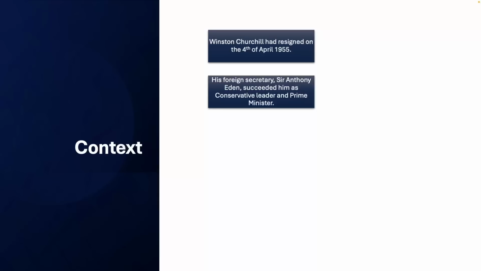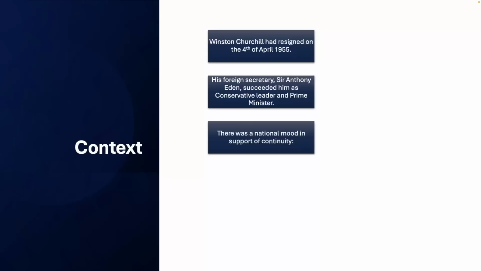So in terms of context, as I noted in previous lessons, in April 1955, Winston Churchill resigns, and his successor is his Foreign Secretary, Sir Anthony Eden, who succeeds him as both Conservative leader and, by extension, Prime Minister, and he will immediately call a general election to try and consolidate his authority. Now, in terms of the general mood in Great Britain at the time, there is a general national mood in support of continuity.